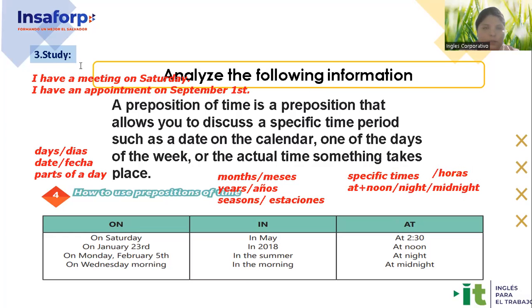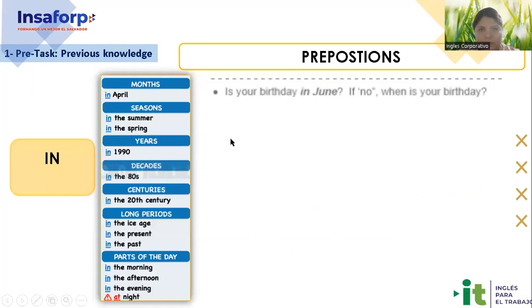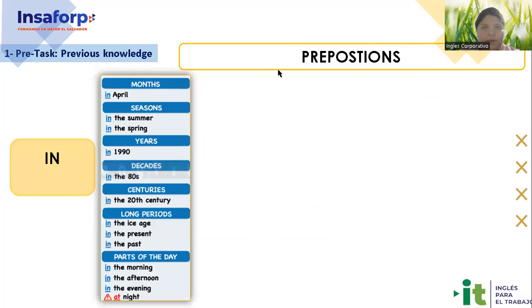Entonces, specific times serían horas. Example, at 2:30. So now let's continue with some more ideas so you can see a little bit more of it. Look at this. So we're going to start with the first one. Empezamos ahí con la primera. Vamos desglosándolo una por una. So please pay attention to this. So the first one, prepositions, we have in. So remember, we're going to use it with months.